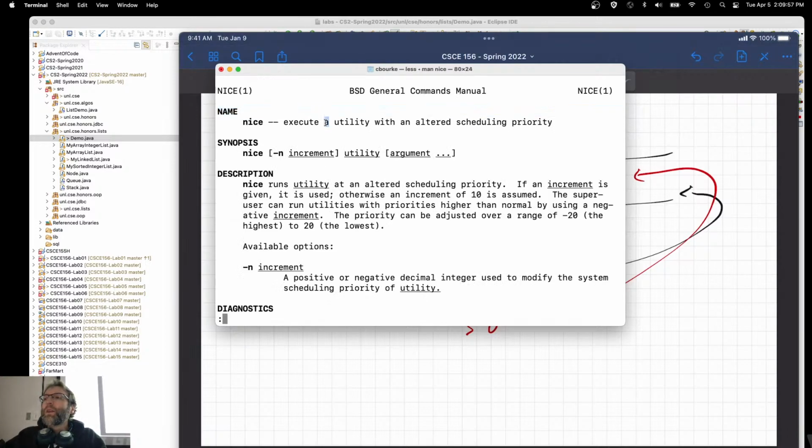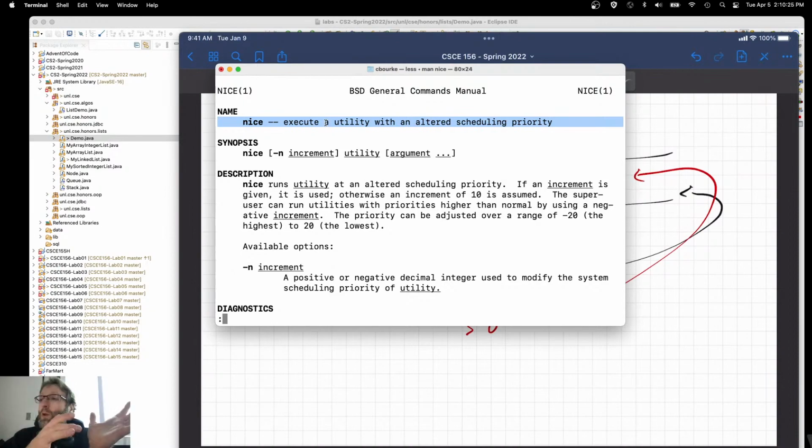Nice is a utility that you can use to alter a scheduling priority. In a computer, you have various tasks, and not all tasks are created equally. Some tasks should have a higher priority because, say, it's an operating system task. Without that task being executed, the entire operating system could grind to a halt. So certain things get to jump to the head of the line and have a higher priority; these need to be done now.